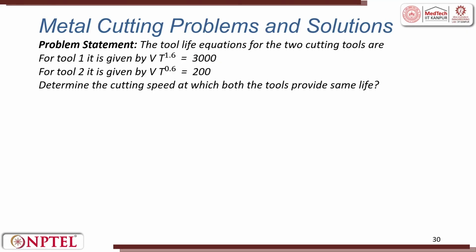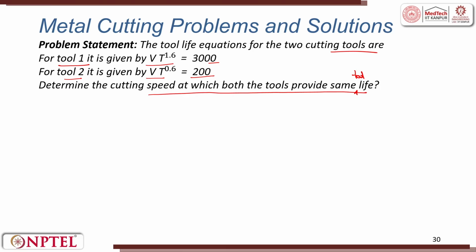Now let me see another problem statement which is the other way around. We need to calculate the speed. In this problem statement, there are two cutting tools. Tool 1 is given by V t power 1.6 is equal to 3000. Tool 2 is given by V t power 0.6 is equal to 200. Determine the cutting speed at which both the tools provide the same tool life.